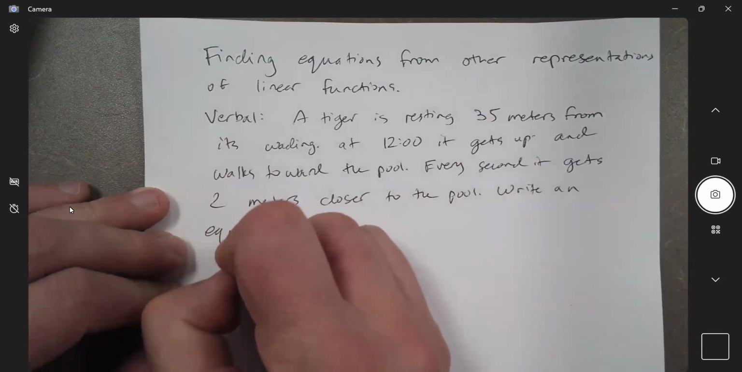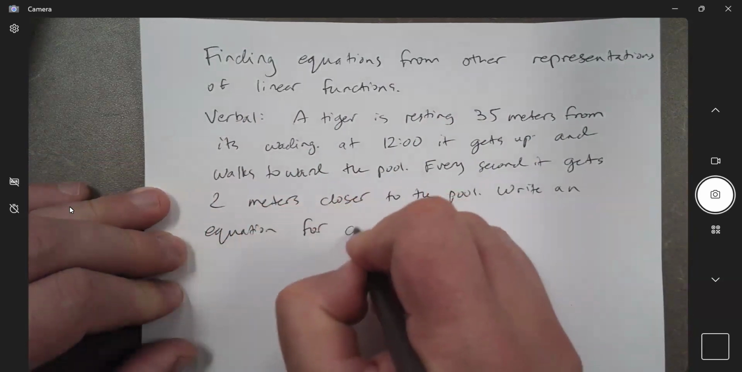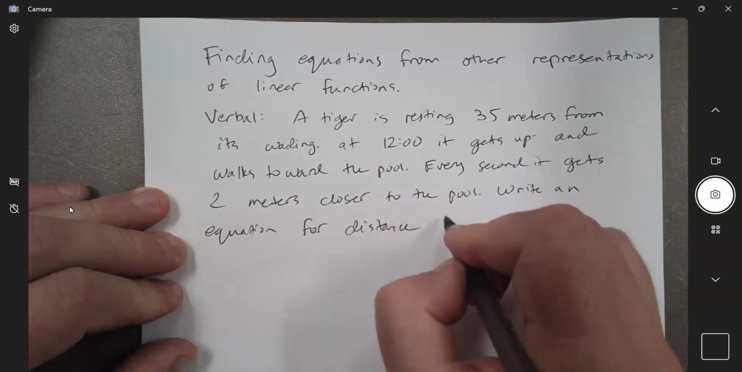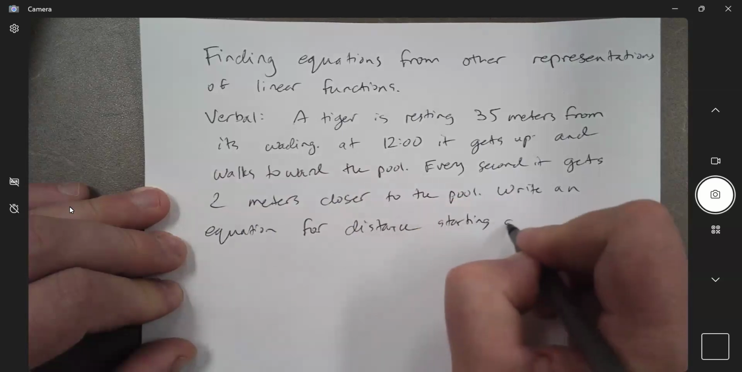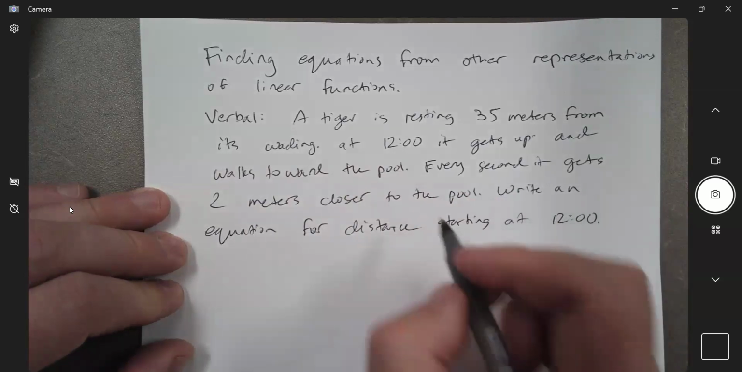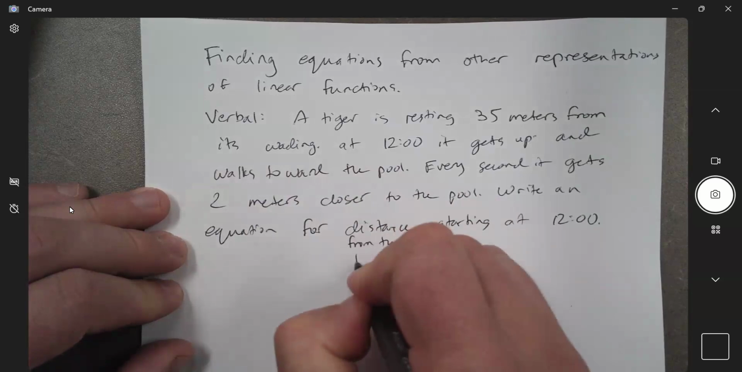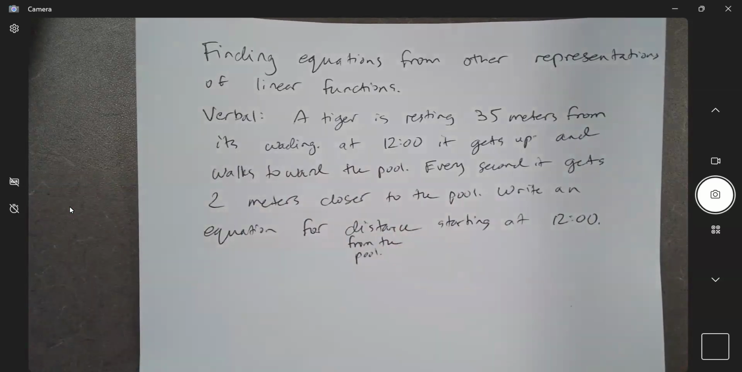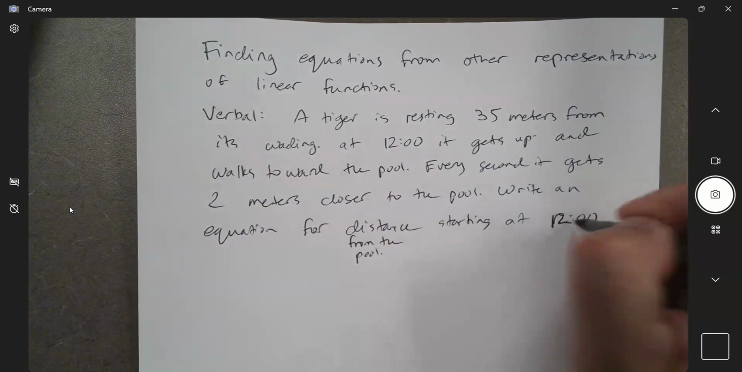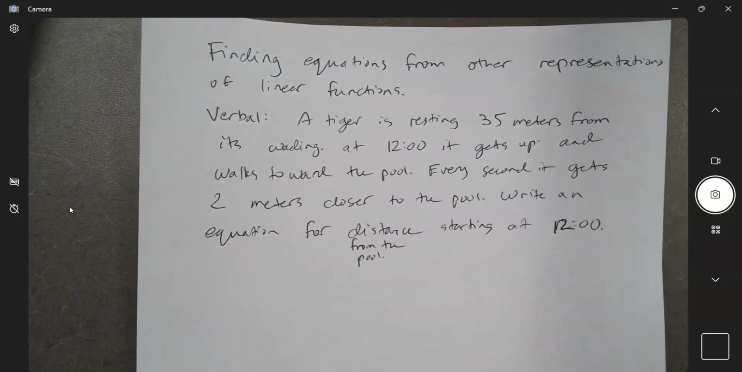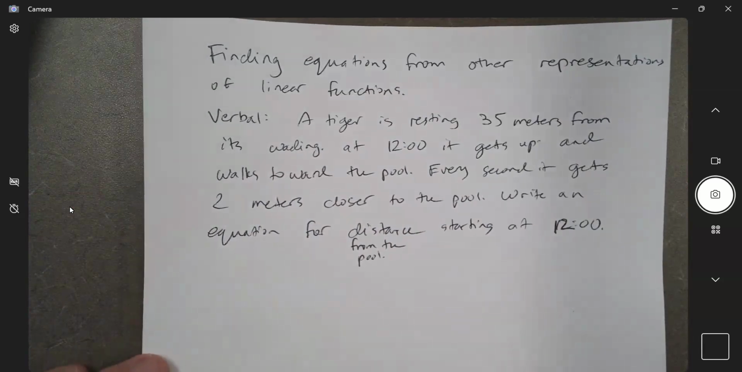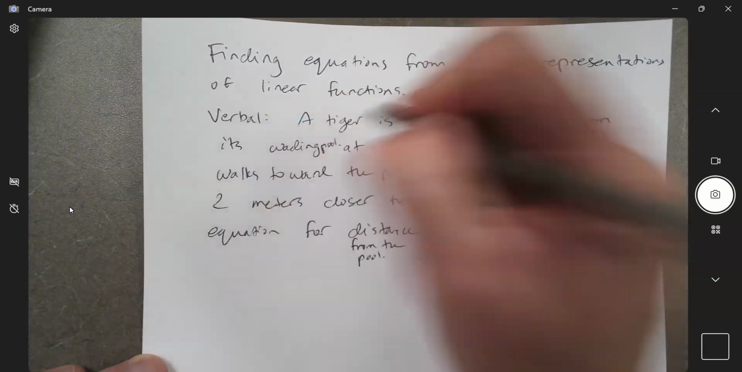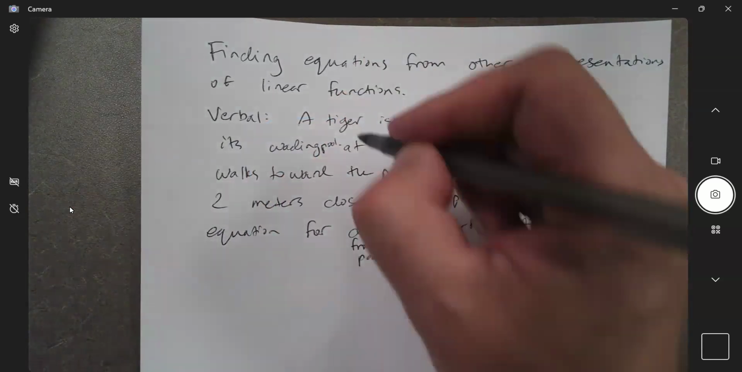Write an equation for the distance starting at 12 o'clock, from the distance from the pool. Starting at 12 o'clock. And I'll give you a chance. I know I write very fast. I'll give you a chance to get that down. It's wading pool. Sometimes I write faster than I should.